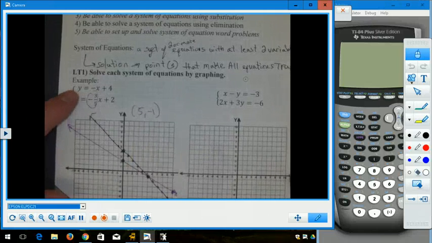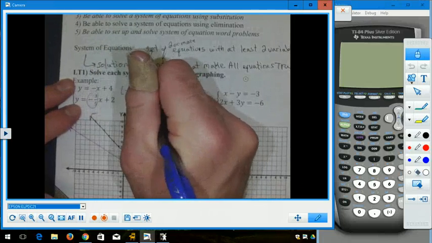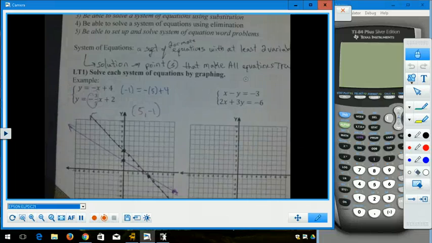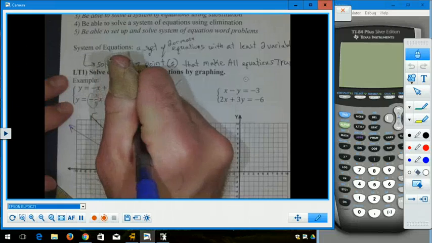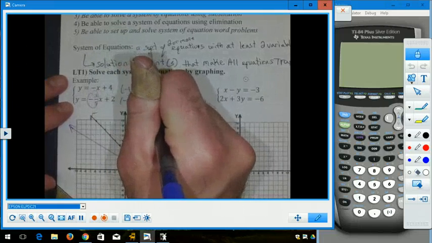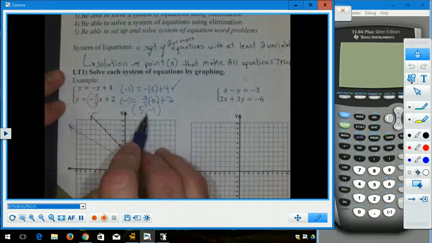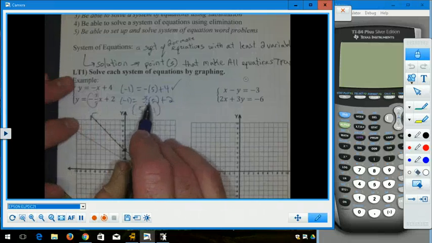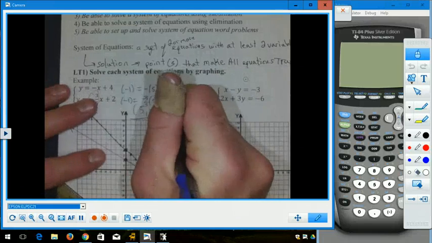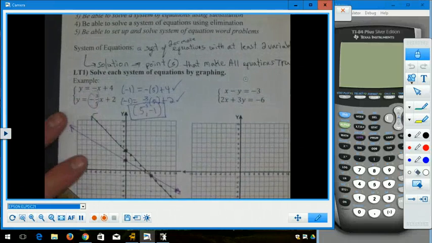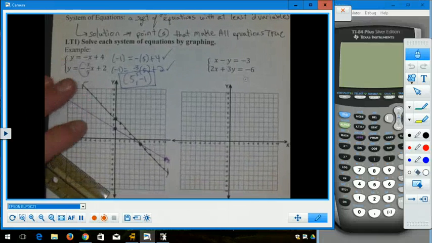And when I plug that in, and this is how we're going to check, -1, does it equal the opposite of 5 plus 4? Yes, -5 plus 4 is -1. -1, does it equal -3/5 times 5 plus 2? I'm basically plugging the 5 in for the x of both equations and the -1 in for the y. This is going to be -3 plus 2, which is -1. So yes, this point is the solution to both equations, and I could see it on the graph. It is the point where they intersect.